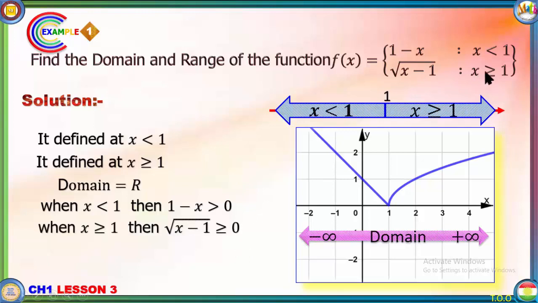And when x is bigger or equal to 1, then the value of square root of x minus 1 is bigger or equal to 0. If we take 1, 1 minus 1 is 0, therefore it's equal to 0. And if we take 2, 2 minus 1 is 1, square root of 1 is 1, therefore 1 is bigger than 0. That means the range is the positive numbers, beginning from 0 to positive infinity.